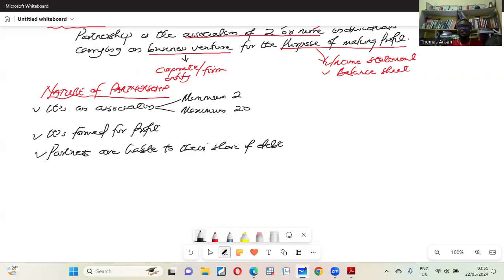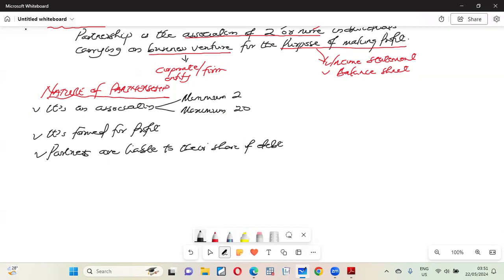Because the partnership is run by individuals, the individuals are severally and jointly liable for the debts of the partnership. But you see, a partner is not a partnership. The partnership is the entity. Take note of that. The partnership is the entity that they form. But the partners are what?